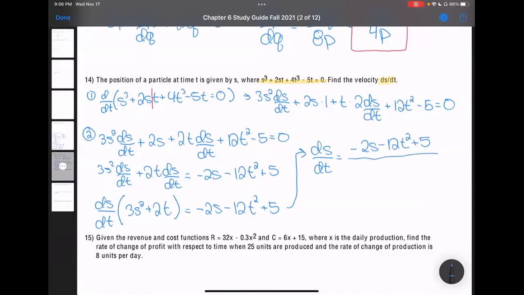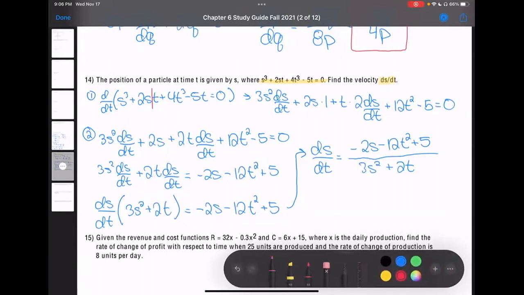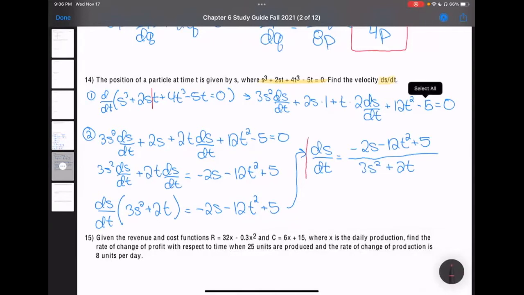Five over 3s squared plus 2t. It looks like a very messy problem as the solution, but sometimes that's what we get. Okay.